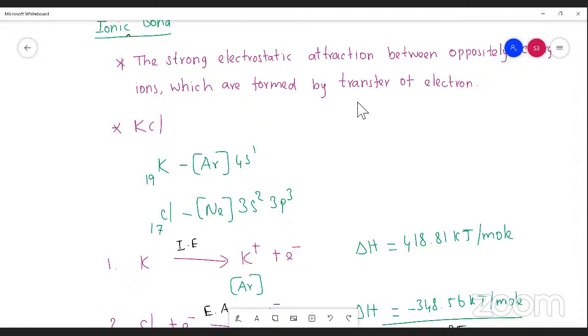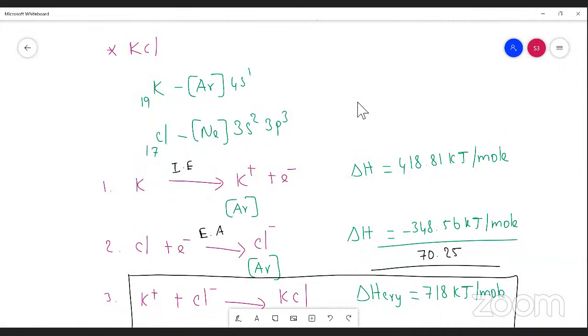To attain this octet electronic configuration, the atoms share valence electrons, or lose valence electrons, or gain valence electrons, and to lose or gain or share, they become the stable electronic configuration, that is the octet electronic configuration. So potassium loses 1 electron and becomes the stable argon electronic configuration, and chlorine gains 1 electron and becomes Cl minus, with the argon electronic configuration. So the ionic crystal will be formed with K plus attracted by Cl minus, forming the KCl crystal. So this is the ionic bond.